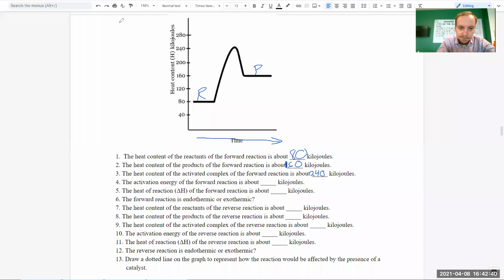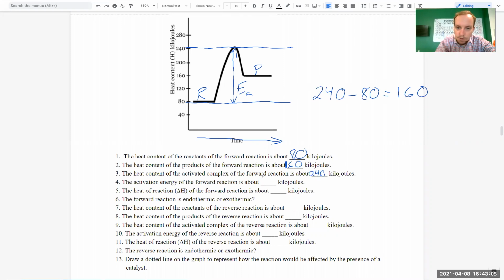All right, number 4, it says the activation energy of the forward reaction is how many kilojoules? So activation energy, remember, is from the very beginning to the very top. It is from there to there. That is the activation energy, or E with a subscript A. So 240 minus 80 gives me what? 160 kilojoules. Again, that is from the very beginning down here to the very top, the amount of energy that must be put into the system for the reaction to progress.